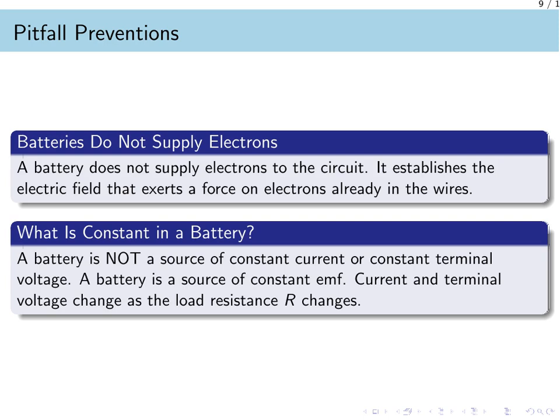Second, a battery is not a source of constant current or constant terminal voltage. While the EMF remains constant, the actual current and the voltage measured at the terminals will fluctuate depending on the resistance of the load you connect to it.